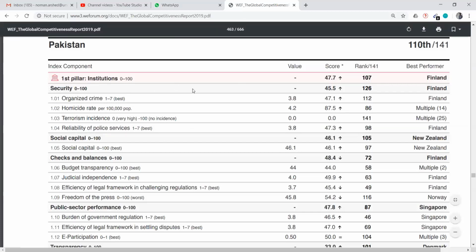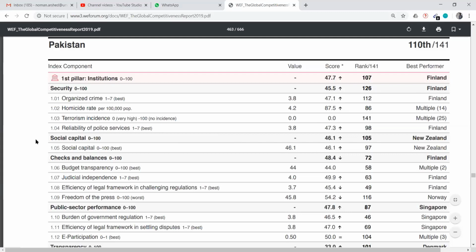Out of all these, Pakistan's terrorism score is zero because there were incidents in Pakistan. Then organized crime is 47.1. Homicide is better at 87.5, which is a good score. For police services, it's 47.3. On average, it's 45.5, which is 126 out of 141. And Finland is top in this indicator.